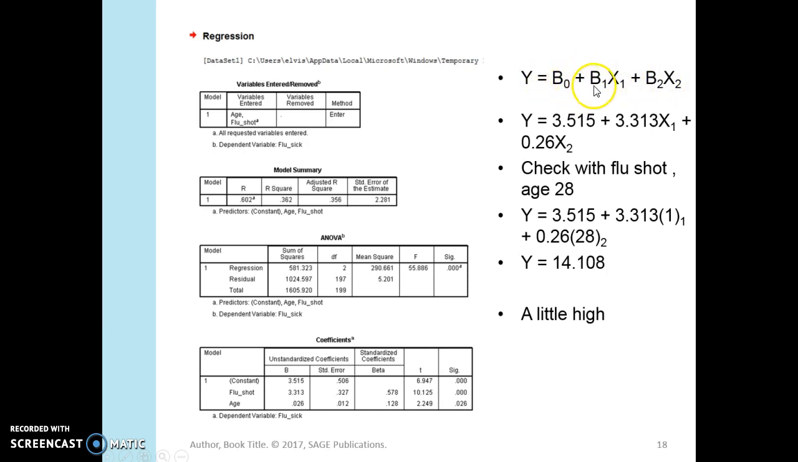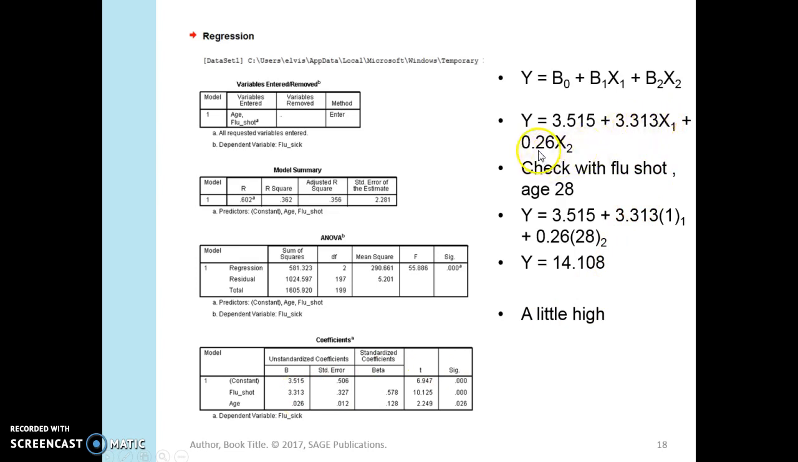What were the two variables? Age and flu shot. So y is equal to b sub 0, b1, and b2. And the y-intercept, here it is, 3.515. That's that top number down there. The next number, the 3.313, that's the value of having a flu shot or not. So that's going to be yes or no, 1 or 0.